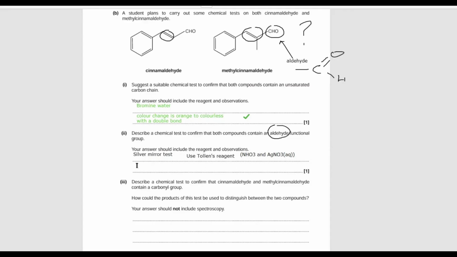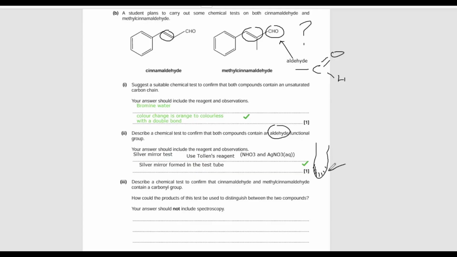That doesn't even look like H. Oh my God, I put NHO3. It should be HNO3. Anyway, I'm an idiot. What are the results? You'll get a layer of silver atoms formed on the inside of the test tube, or you can say a silver mirror, hence the nickname silver mirror test.